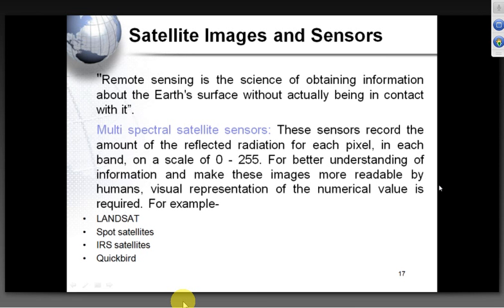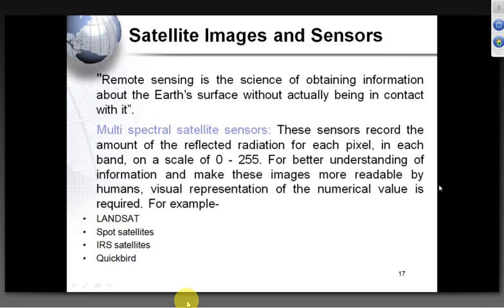Now, satellite images and sensors. Remote sensing is the science of obtaining information without actually being in contact with it. That I told earlier also. Now we come to the various kinds of satellite sensors which actually collect the exact picture of a particular area.